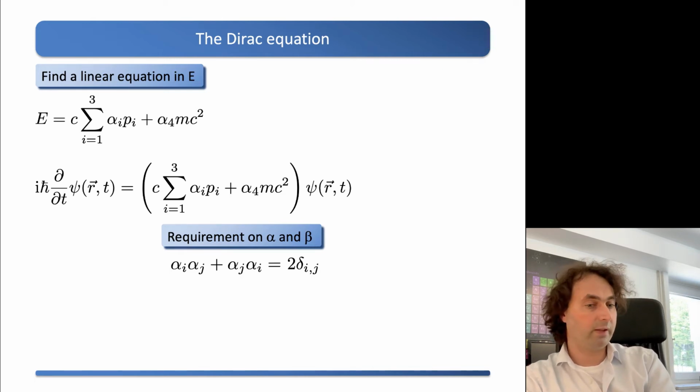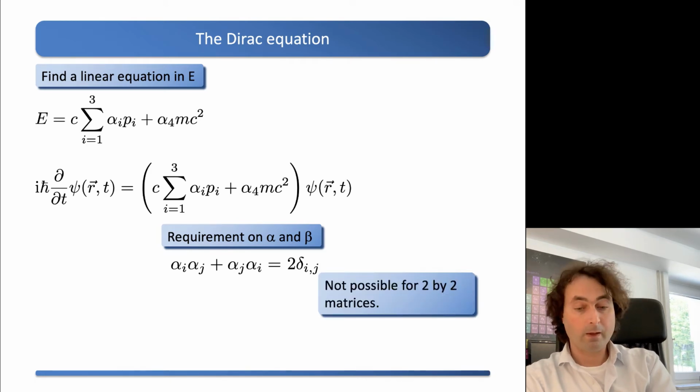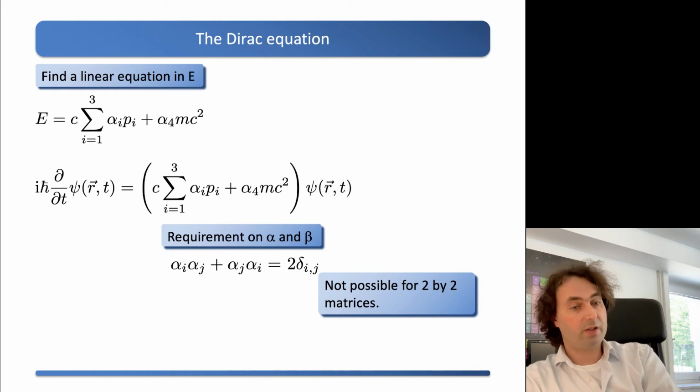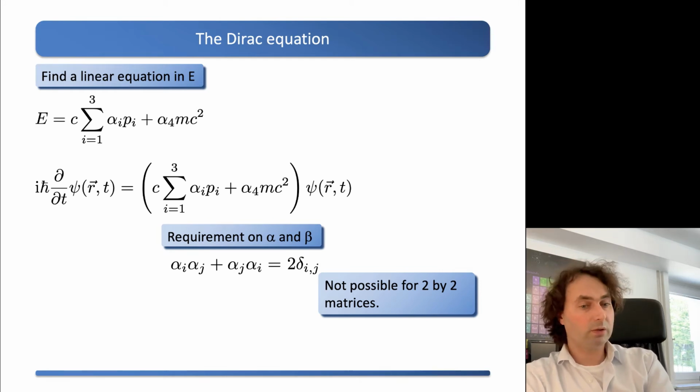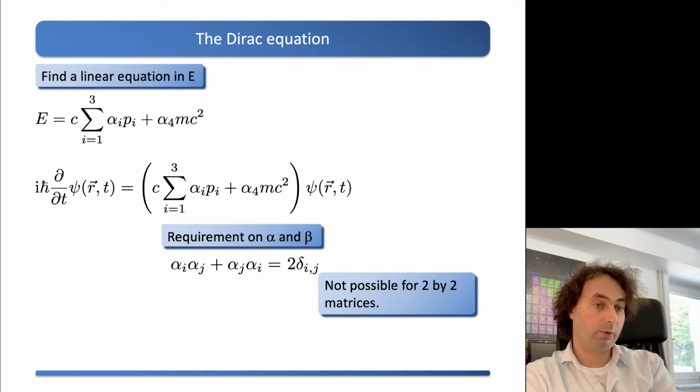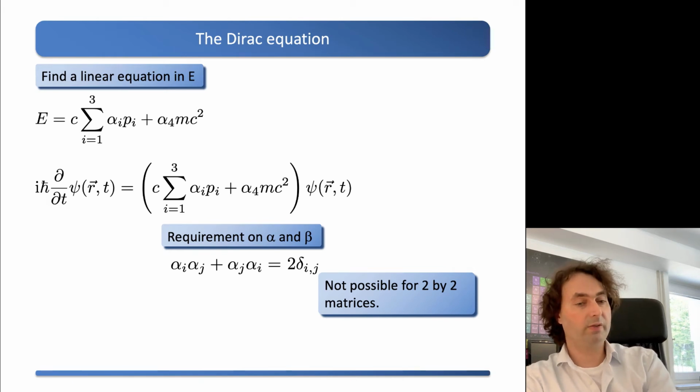Then we require that alpha i alpha j plus alpha j alpha i is 2 delta ij. Well, the matrices that fulfill this equation are the Pauli matrices, but there are only 3 of them. And you cannot make a fourth one because you have only 4 components, and the Pauli matrices plus the identity matrix form a complete set. So there are only 3 2 by 2 matrices with which you can fulfill this.